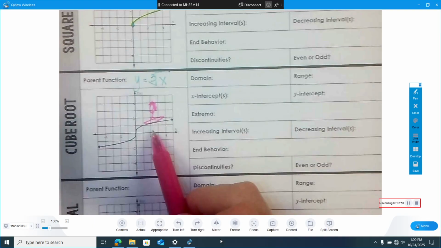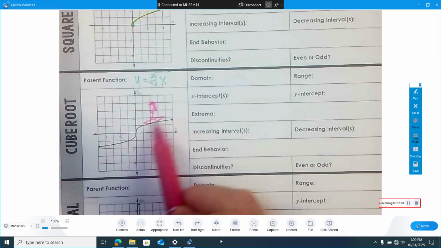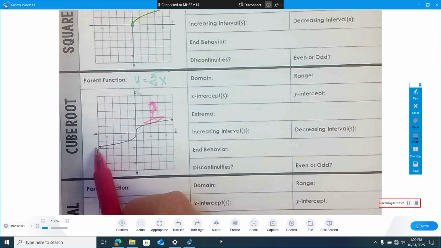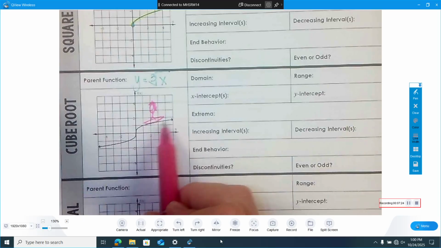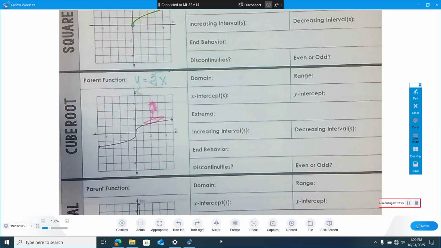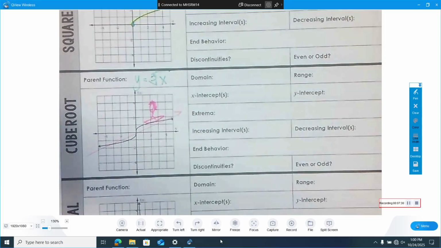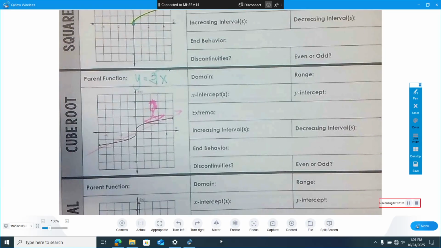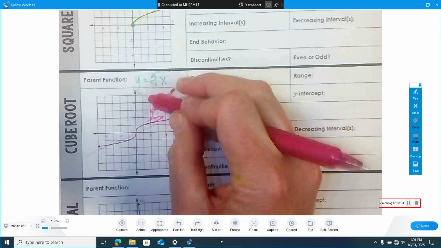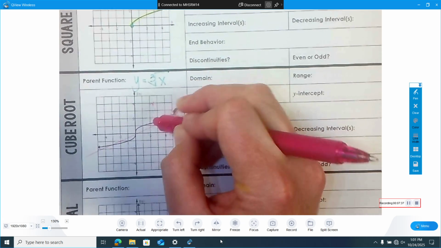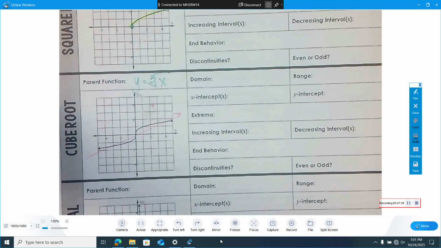Okay. All right. So I call this the breaking wave graph. Is this an increasing function or a decreasing function? It is increasing. Yeah, it is going uphill from left to right. So it is an increasing function. So I call that my breaking wave graph. It is increasing. What's its domain?